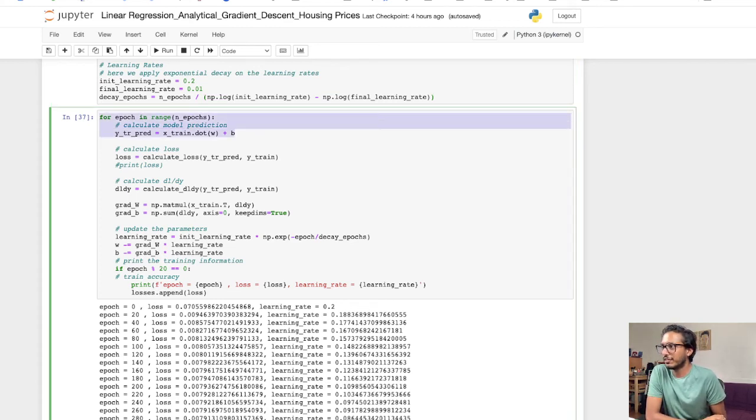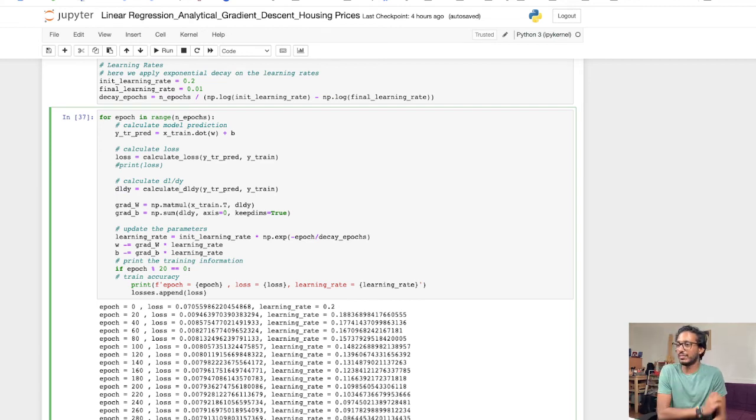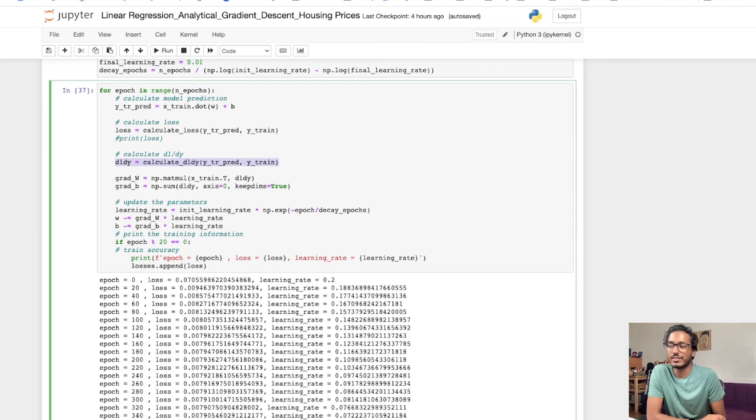So we run a for loop for the number of epochs, and first we calculate the model predictions. Then using those predictions we calculate the loss. This is the mean squared loss, and we calculate the dl over dy hat using the equation we proved earlier. So now we know the loss, and using that we calculate dl over dy, and we now know the gradient. And using that we can calculate the gradient for w and b separately.